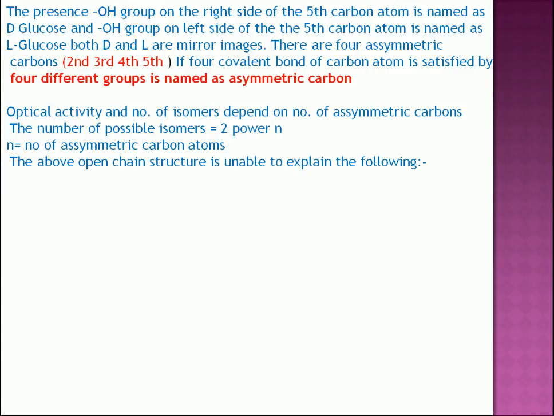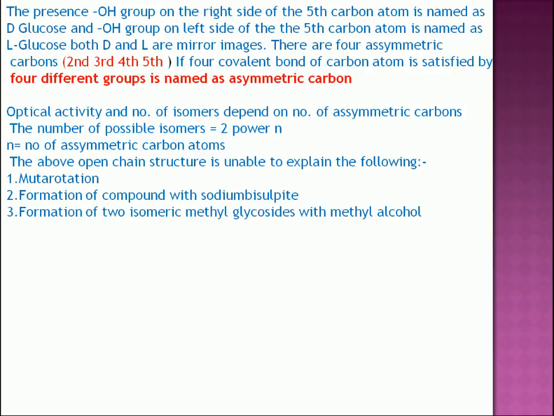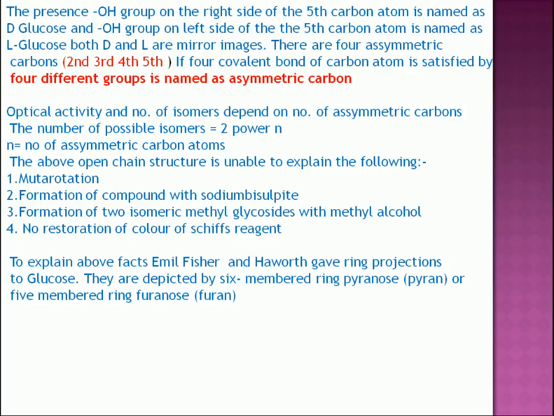The above open chain structure is unable to explain the following. Number 1 is mutarotation. Number 2 is formation of a compound with sodium bisulfite. Number 3, formation of 2 isomeric methyl glucosides with methyl alcohol. Number 4 is no restoration of color of Schiff's reagent. So to explain the above facts, Emil Fischer and Haworth gave ring projections for glucose.